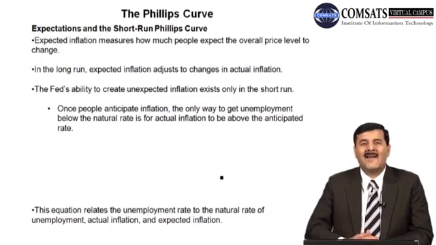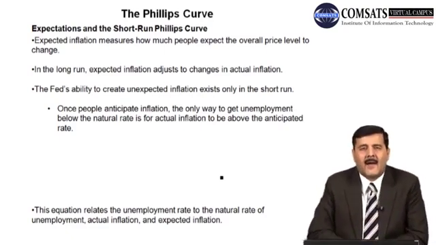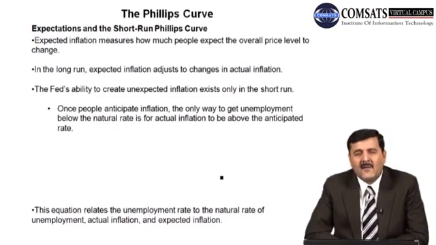So only if people anticipate inflation or expect inflation. The only way to get unemployment below the natural rate is for the actual rate to be above the anticipated rate. तो हम बेसिकली इस डायग्राम में एक्सपेक्टेशन का रोल देख रहे हैं कि हाउ एक्सपेक्टेशन कैन प्ले ए रोल एंड कैन एक्सप्लेन द रिलेशनशिप बिटवीन इन्फ्लेशन एंड अनएम्प्लॉयमेंट.